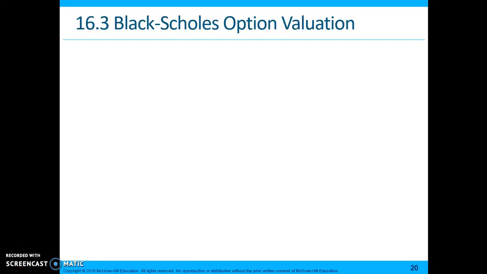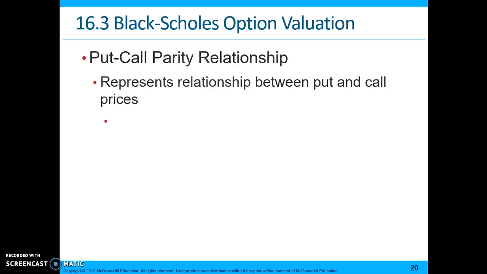Okay, now we're going to talk about put-call parity. Put-call parity represents a relationship between put and call prices. The price of a call minus the price of a put is equal to the price of the stock minus the present value of the strike price in continuous time. For our purposes, we're not going to use continuous compounding. This formula is for reference only.